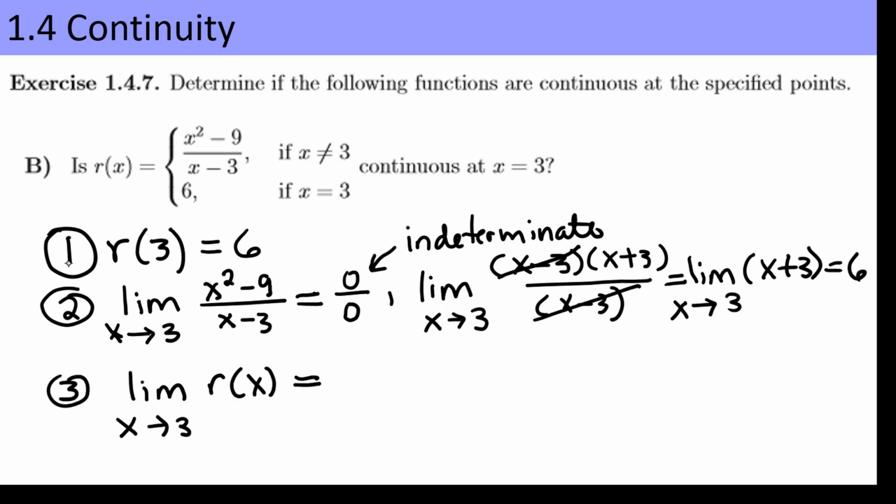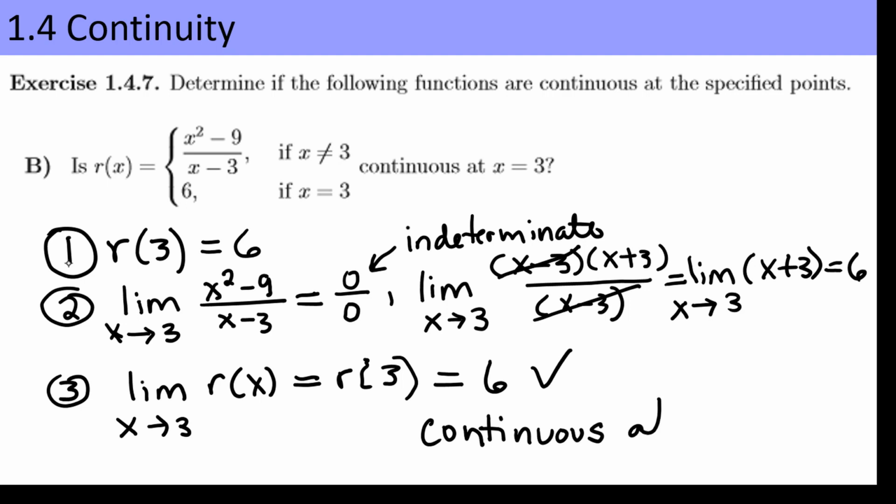So one more thing remains to prove, and that is, does the limit as x approaches 3 of r of x equal the function defined at 3? And the answer is yes, they both equal 6. So we can conclude that this function is continuous at x equals 3.